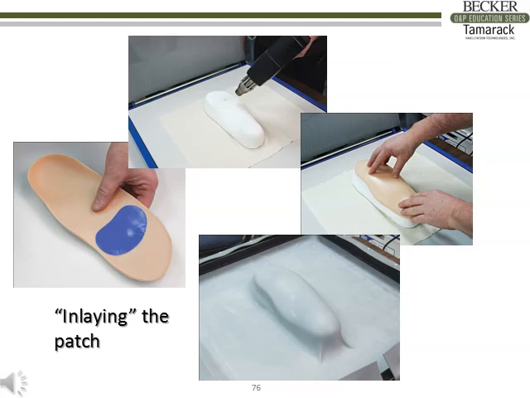If you are using softer foams, such as No. 1 Plastazote, heat the foam and patch area on the device, then place it on the mold and apply vacuum. This is a little quicker because it takes less heat to accomplish the inlaying effect.